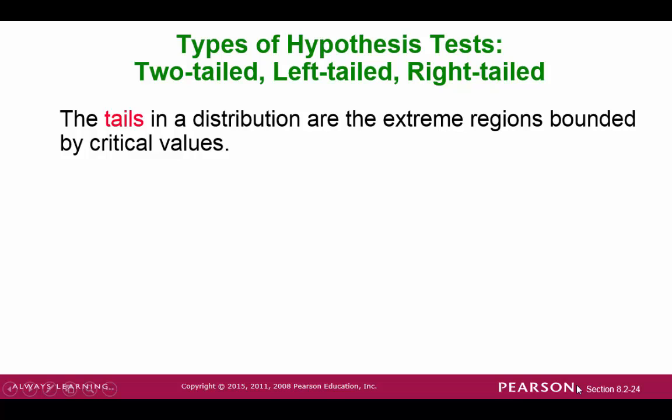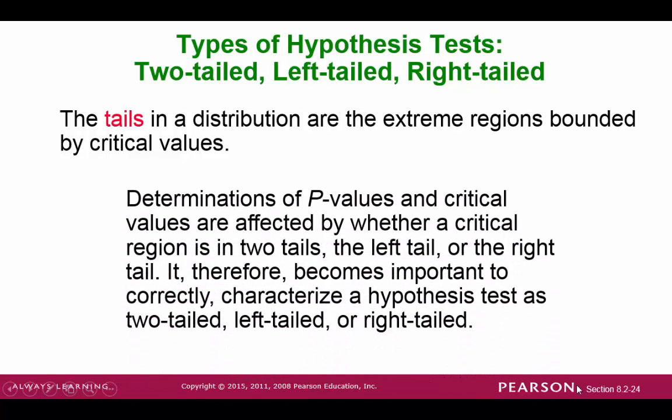Let's go back to some more procedures. There are 3 types of tests that we would do for hypothesis tests, and it depends on the tail. The tails in the distributions are the extreme regions bounded by the critical values. Determination of the p-values and critical values are what affects whether the critical region is in 2 tails or left tail or right tail.